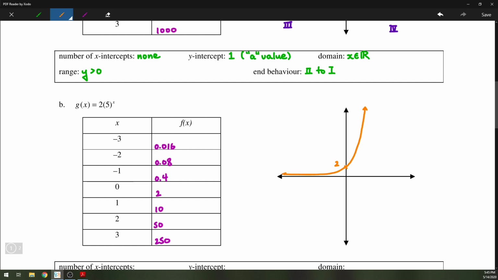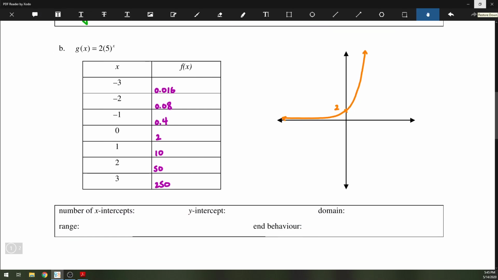Something like that. It's good. Again, the properties, just like the last one: no x-intercepts. The y-intercept is the a value, which in this case is 2. The domain, same as before. The range, same as before.